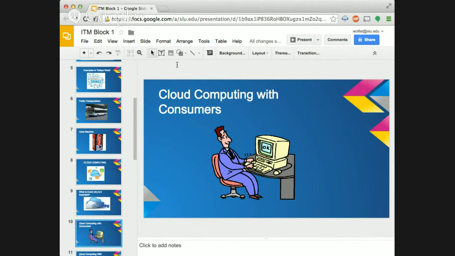Cloud computing with consumers is very important because in today's world and society, there are many people who use computers on a daily basis for basic functions such as checking emails, listening to music, purchasing music, or storing documents. Well, the cloud enables the basic PC user to do all this.